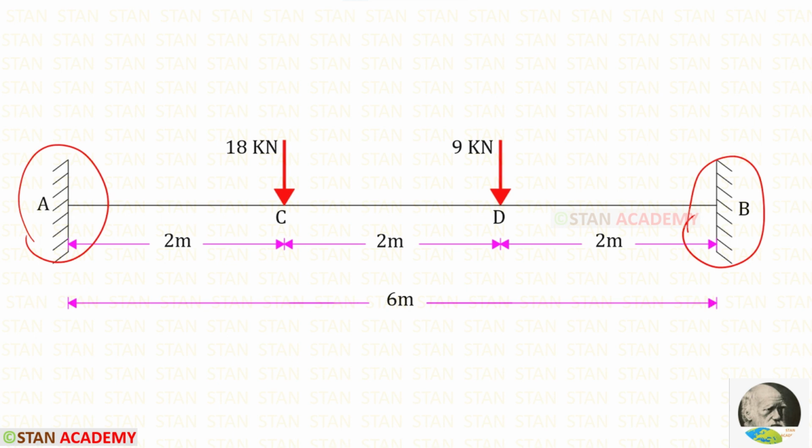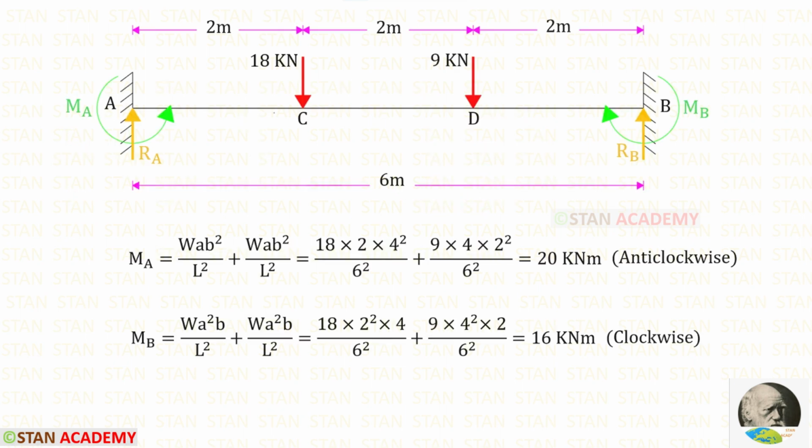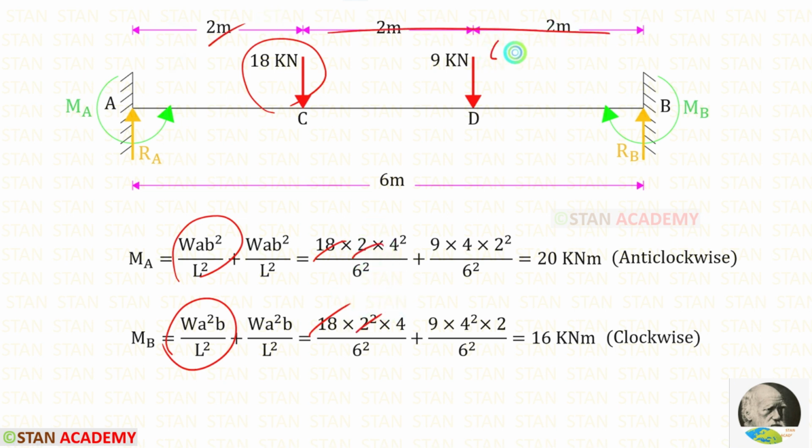We are going to use the formulas to find the moments. If the fixed beam is subjected to an eccentric point load, the formulas to find the fixed end moments are Wab² / L² and Wa²b / L². First, let us take this point load. For that load, let us use these two formulas. Here W is 18, a is 2, b is 4 and L is 6.